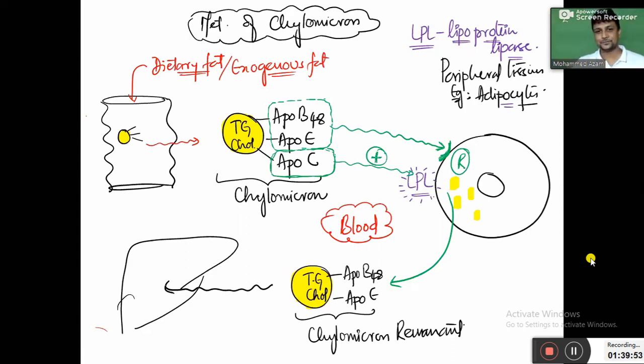Understanding here right now? And that is the reason why I gave it the heading metabolism of chylomicron. That means chylomicron is the one which handles exogenous fat. Whatever fat is coming from outside into our body is handled by chylomicron. Are you all done?